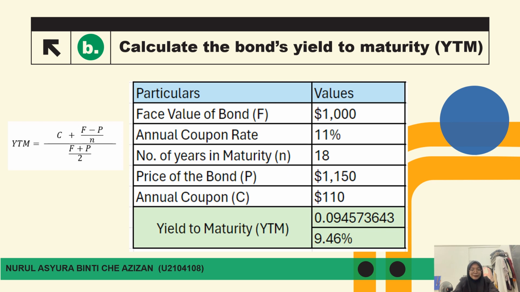Moving on to question B, calculate the bond's yield to maturity, YTM. To find the YTM, I use Excel and this formula to get the exact value of YTM. The face value of the bond given in this question is $1,000. The annual coupon rate is 10%. The number of years to maturity is 18 years. The price of the bond is $1,150 and the annual coupon is $110. I use Excel and fill in the values and I get the answer, which is 9.46% for the YTM.